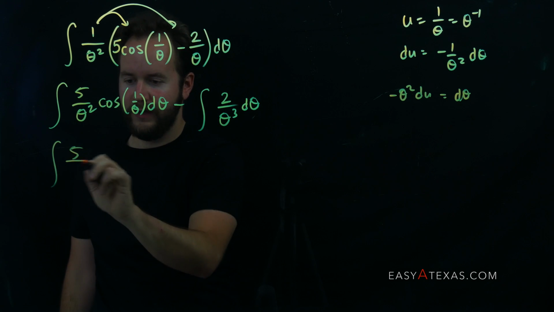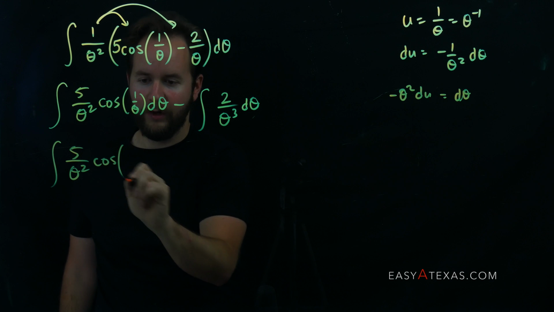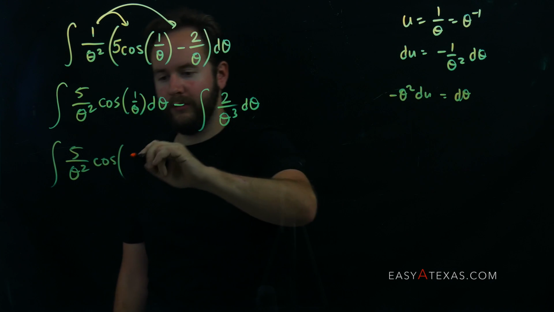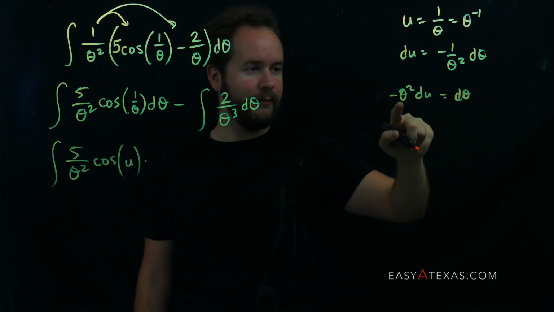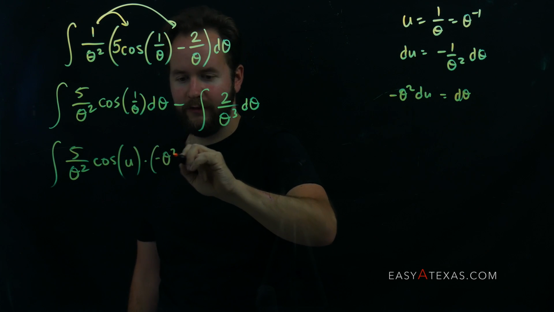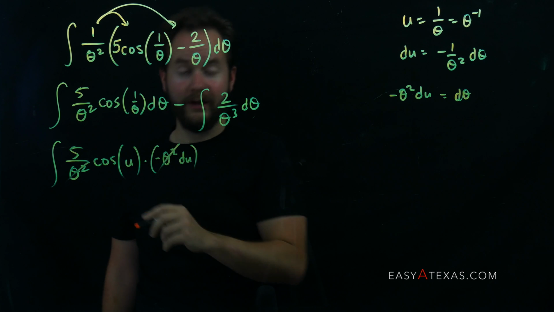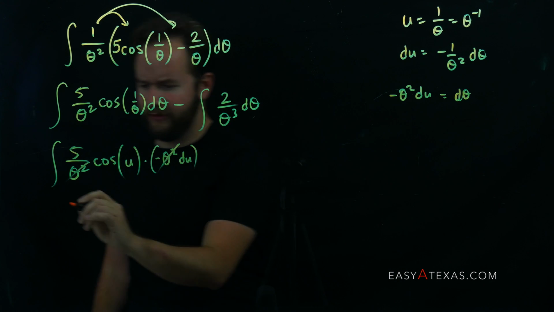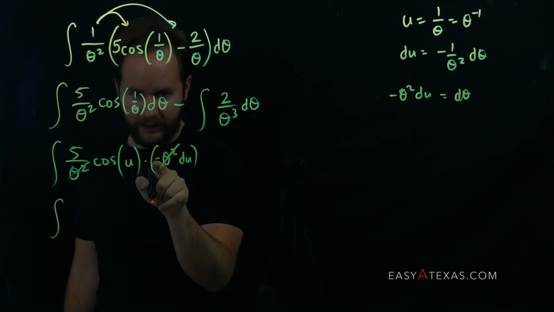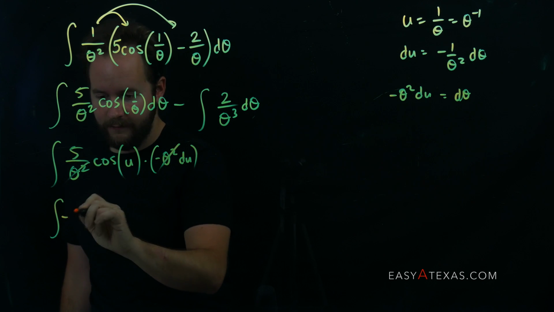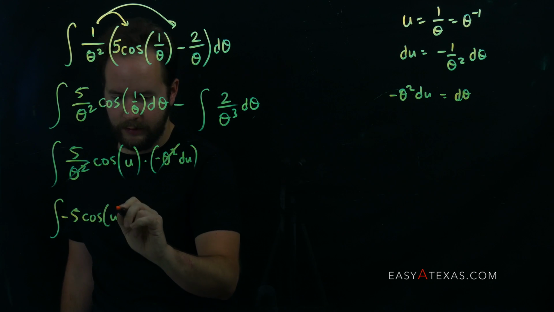Now that I have all this information, let's plug it into this first integral here. We have 5 over theta squared. Cosine of 1 over theta becomes cosine of u, since 1 over theta is equal to u, and d theta becomes negative theta squared du. This is really convenient because this theta squared and this theta squared cancel. So now this integral just left me with the integral of negative, careful that negative doesn't go away, negative 5 cosine of u du.